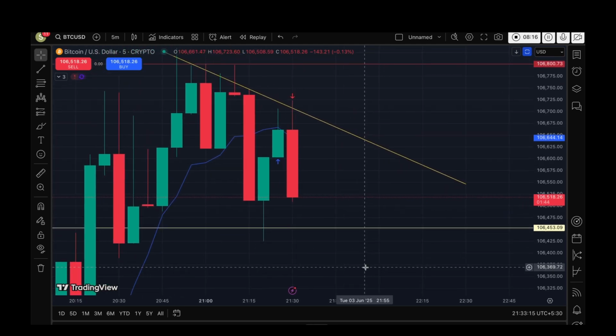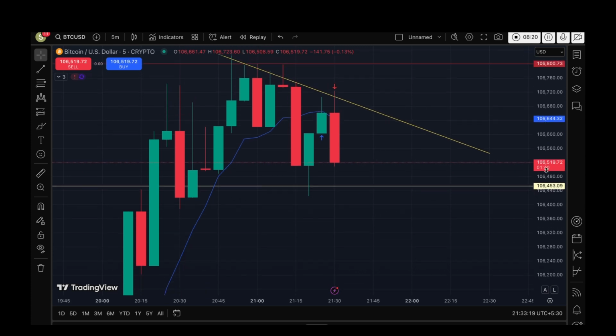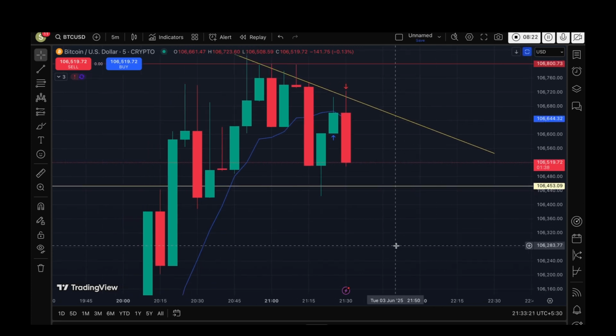Yeah, let's wait for one more good candle. So I'm planning to trade on the selling side, because sellers are active.